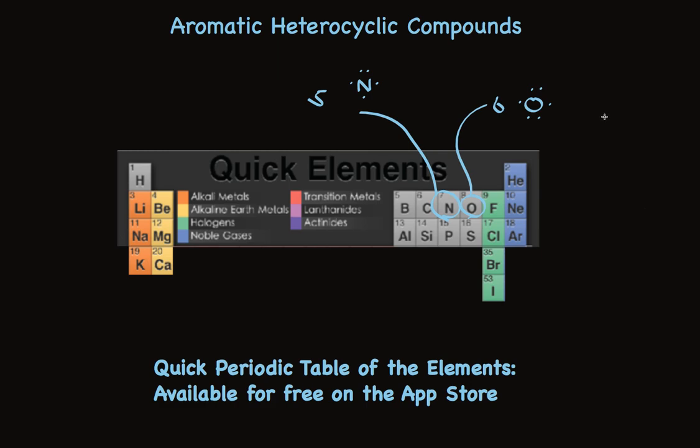Okay, let's look at some rings with heteroatoms in them. They're called heteroatoms because they're different from carbon, and so the compounds we're talking about are called heterocyclic because in the ring they have an atom that's different from carbon.